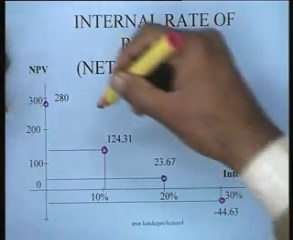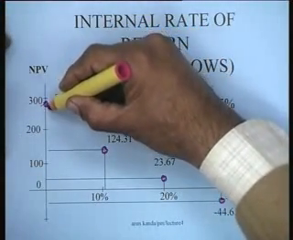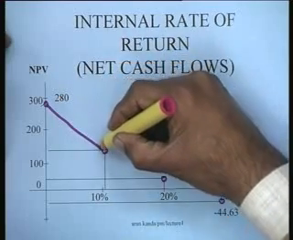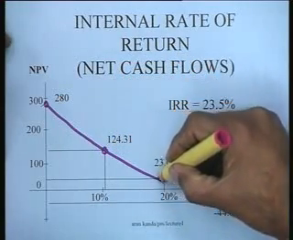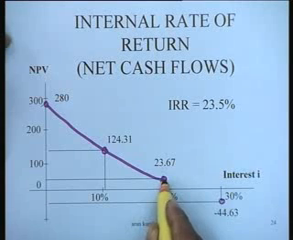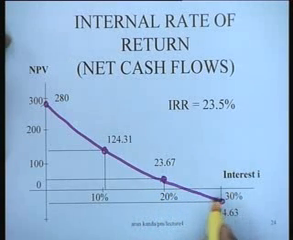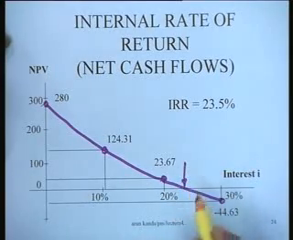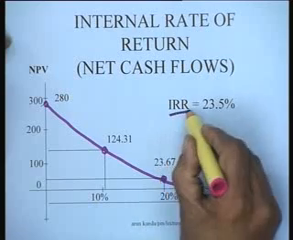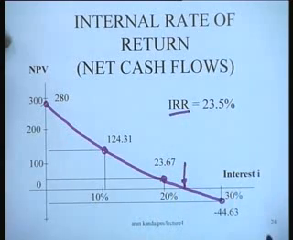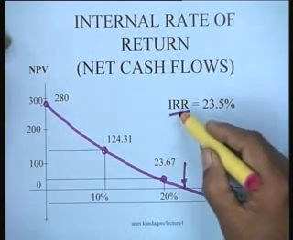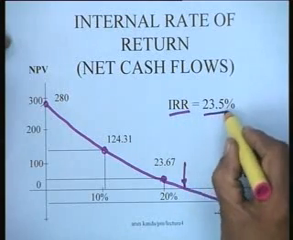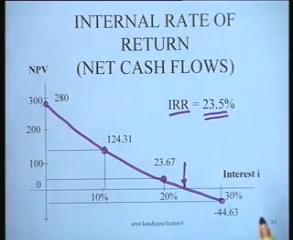In this particular situation, one can again join these points and estimate the value where you cross this axis here. This is your IRR. The IRR in this case works out to be 23.5%. So 23.5% is now the IRR.